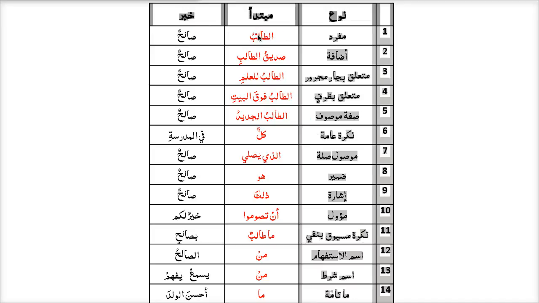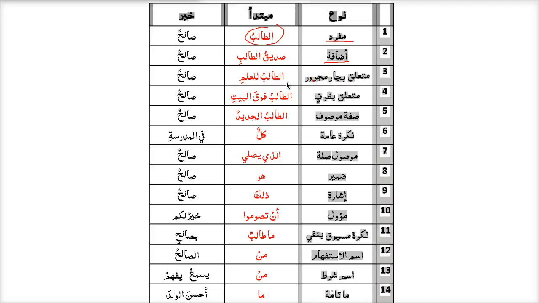Mubtada, like at-talibu salihun. At-talib salih means that the student is pious. Now the mubtada here is a mufrad. Mufrad means a single word. So at-talib is a single word, times 1, and it's mubtada and khabar salih. Sometimes the mubtada appears in the form of what we call idafa, mudaf, mudaf ilay. I call it the of rule. So sadiqu at-talibi. The friend of the student is pious. Now notice, before it was a single word, now it's made up of 2 words, and the 2 words are mudaf and mudaf ilay. Idafa simply means 2 words that are linked via mudaf and mudaf ilay.